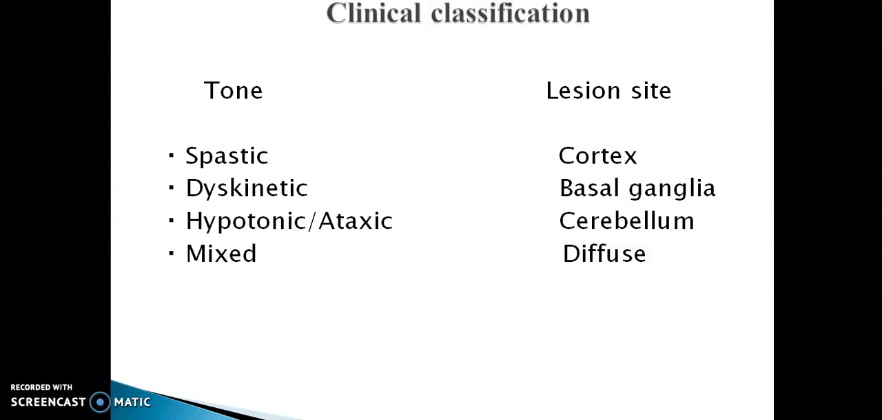If it is a spastic condition, then we can understand that the lesion site is in the cerebral cortex. If it is dyskinetic or any kind of dystonic problem, it may be related to the basal ganglia. Hypotonic and ataxic is mainly related to the cerebellum. When we see a mixed kind of tone variation, usually the lesions will be in most of these sites, or some of these sites.